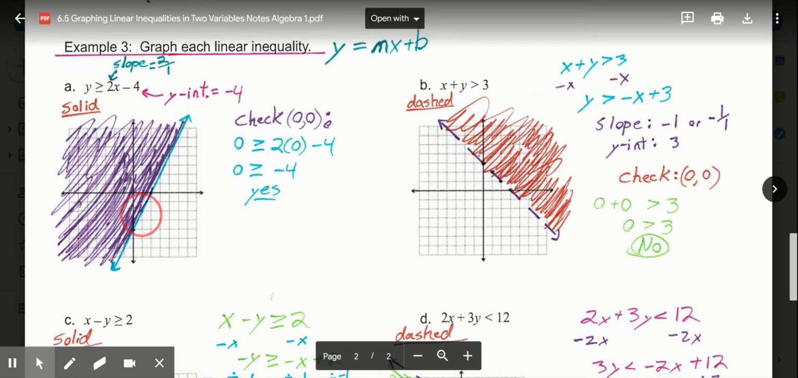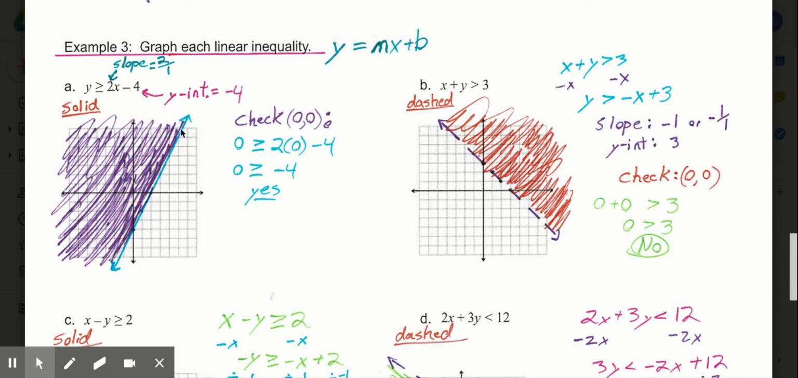That would be our next point. And again, we could go up to right 1. That would be the next point on our line. So we draw in our line, and then we still need to check our point.